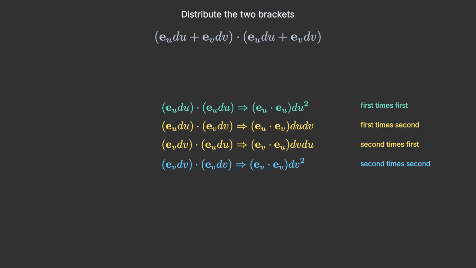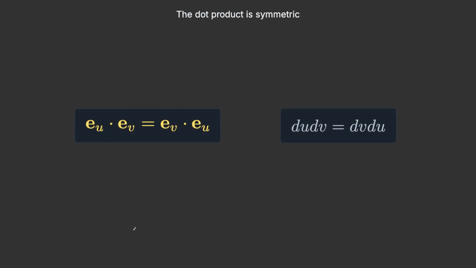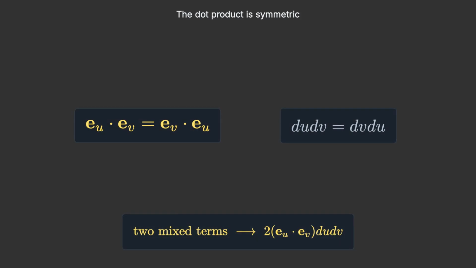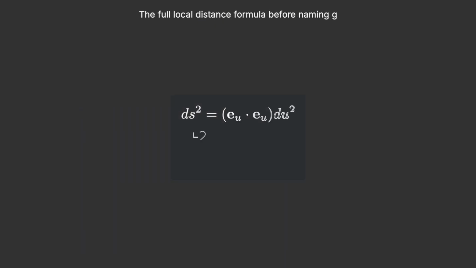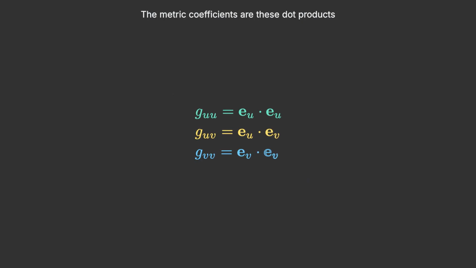Those four products become e_u dot e_u times du squared, e_u dot e_v times du dv, e_v dot e_u times dv du, e_v dot e_v times dv squared. Because the dot product is symmetric, e_u dot e_v equals e_v dot e_u. So the two mixed terms combine. This gives ds squared equals e_u dot e_u du squared plus 2 e_u dot e_v du dv plus e_v dot e_v dv squared. Now we give names to those three dot products.